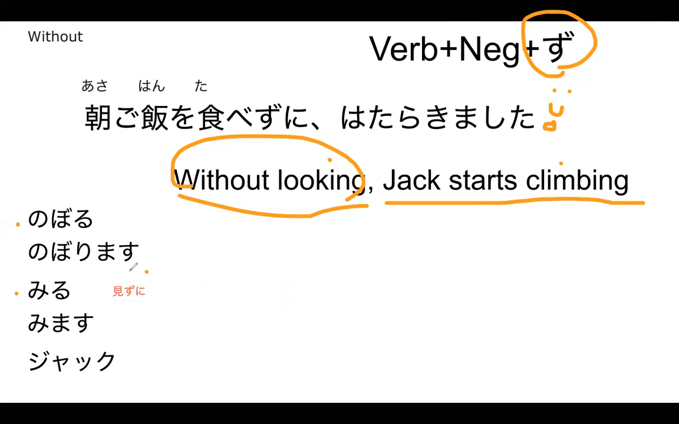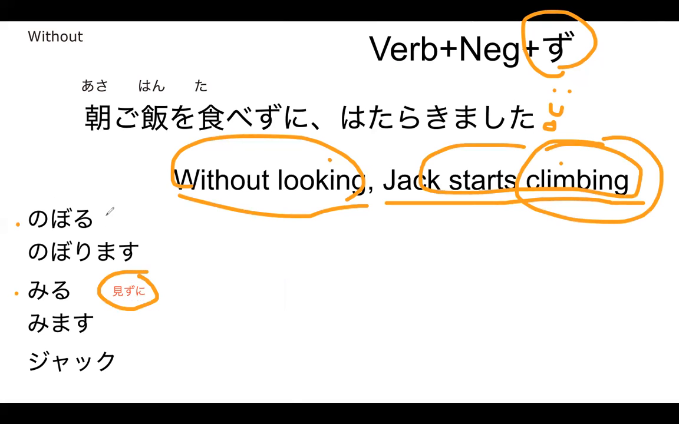So now that you have mizu, I'm going to conjugate climbing. Well, starts climbing. How would you make that from noboru? Noboru, stem form. So nobo. I have to add something. Nobozu. Does that make sense? I don't think that would make sense. That would be without climbing. We want starts climbing.